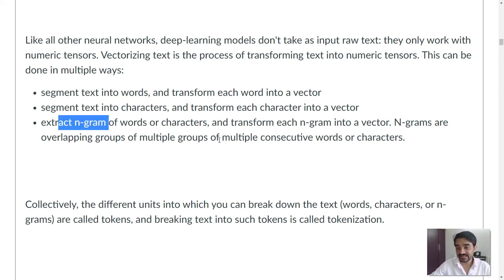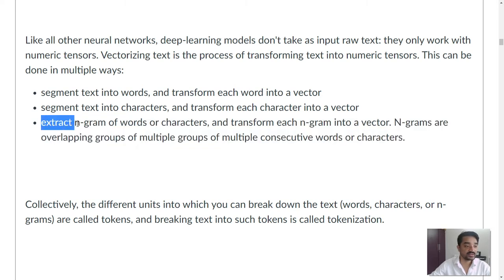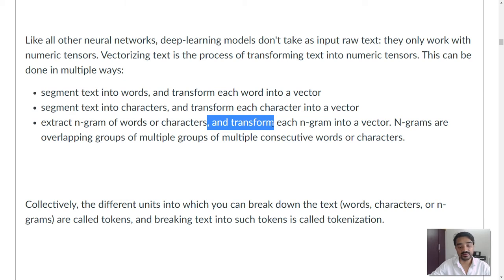Now I'm going to speak in n-grams, okay? I'm going to read this sentence in n-grams, and my n is 3. Extract n-gram of words, of words or character, comma, and transform each. I hope you get the idea. I don't want to go through this boring thing, but you got the idea.